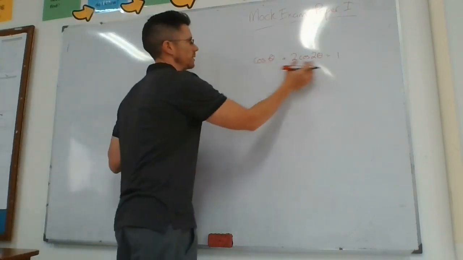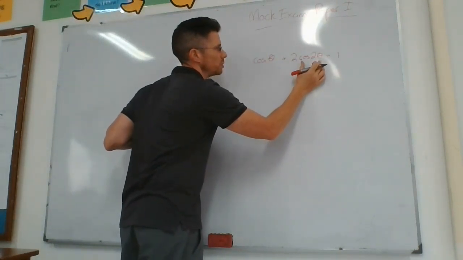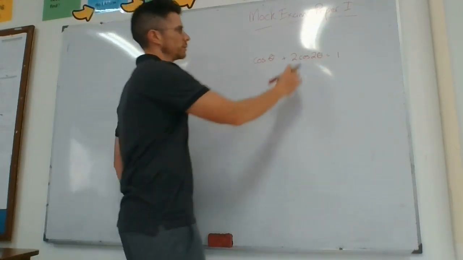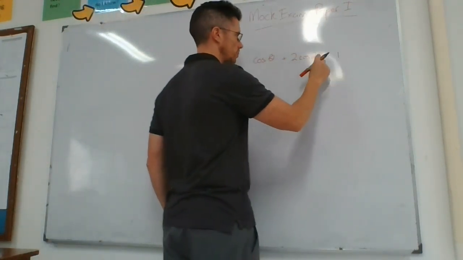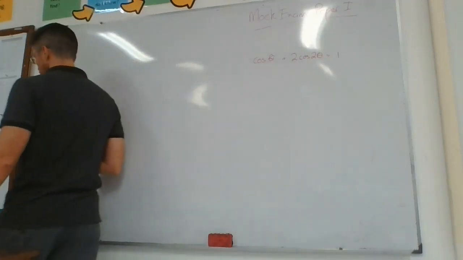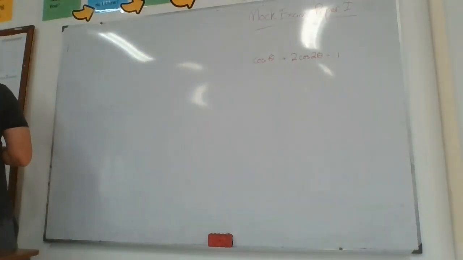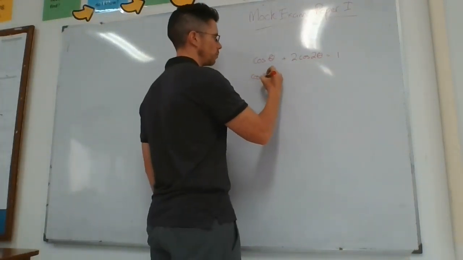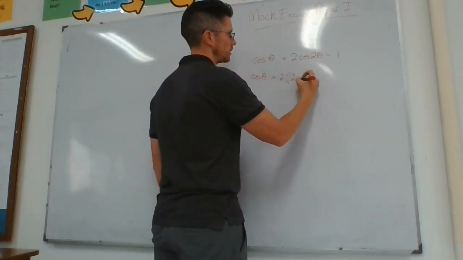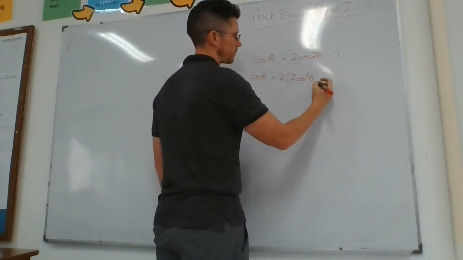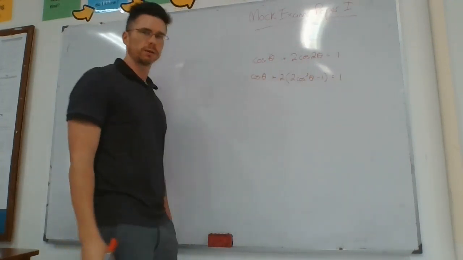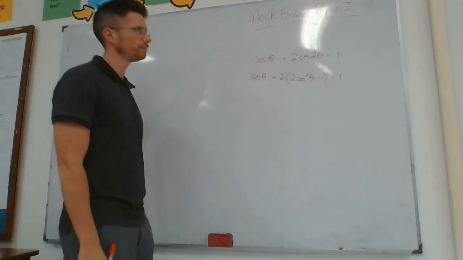Can't do much with cos theta, but there is something you can do with cos 2 theta. If I look at my formula booklet, I think that equals 2 cos squared minus 1. Yep. So I'm going to just replace that. Why am I doing that? Because I can see that it's going to form a quadratic equation which I can solve.